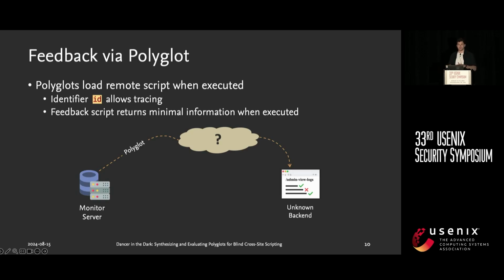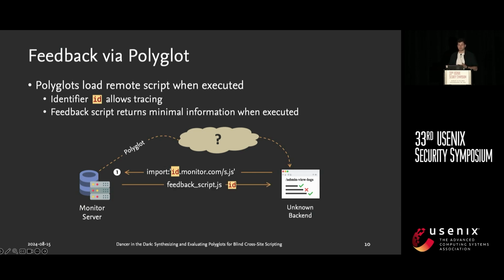So we have a polyglot, and it ended up in some backend. And that backend is vulnerable to blind cross-site scripting. So the polyglot will execute, and its purpose is to load a feedback script from the monitoring server here. So since imports send HTTP requests, this is our first piece of information we get.